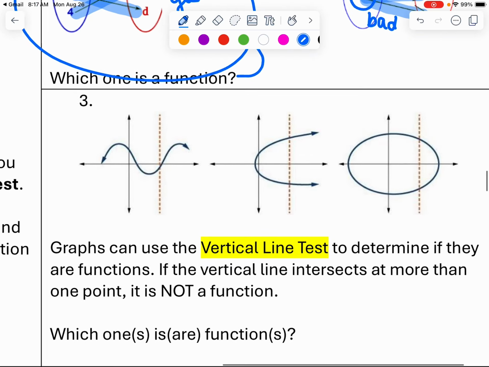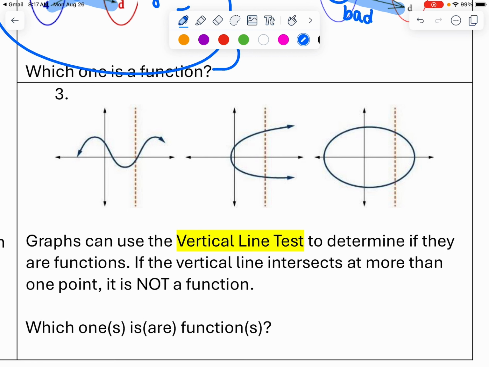Number 3, now, wow, okay, if I say which x has one and only one y, that might be difficult. But if we use something called the vertical line test you learned about in Algebra 1, you can see which graph is or isn't a function. So we did it for points, we did it for mapping diagrams, now we're going to do it for a graph.